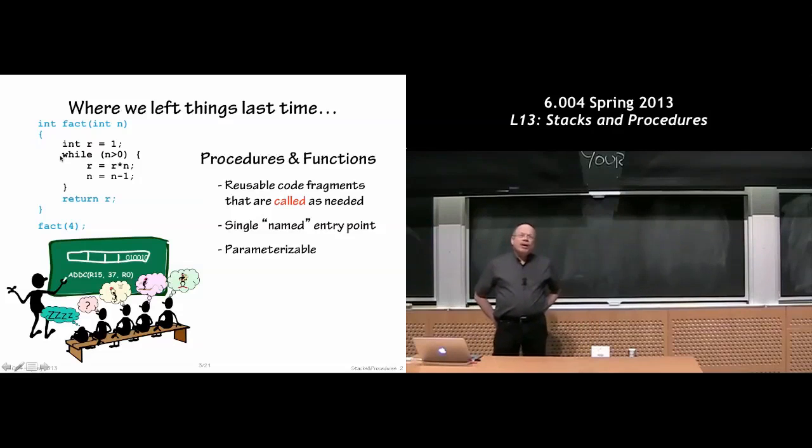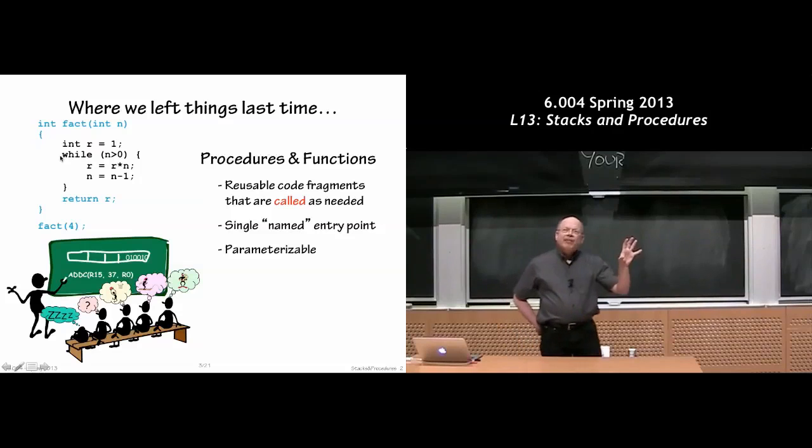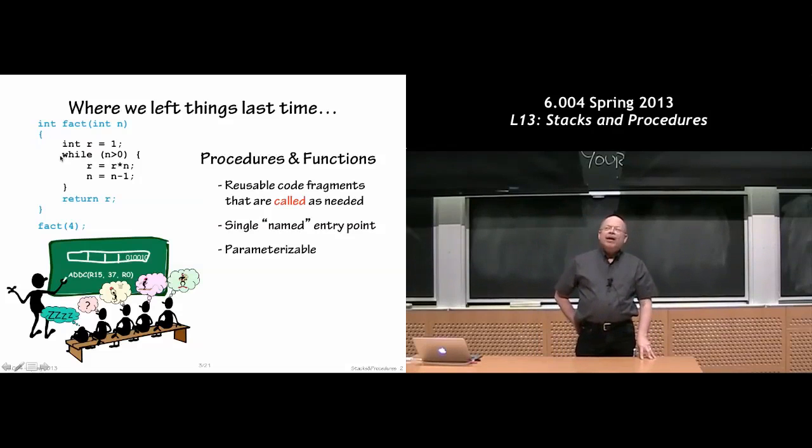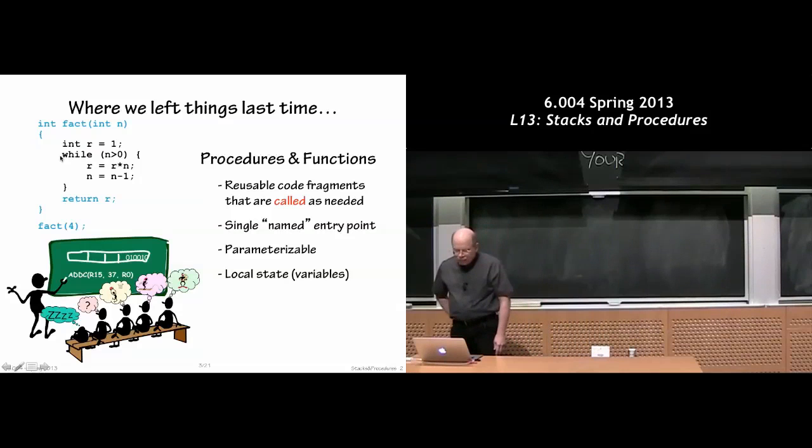And procedures are almost always parameterizable, and that's a very fancy word meaning that we tend to pass in some arguments, some values that the procedure will use and manipulate. So instead of writing a separate procedure for factorial of 3 and factorial of 2, we actually have one procedure that will compute factorial of n if you'll only tell it what n is. So that's what we mean by parameters.